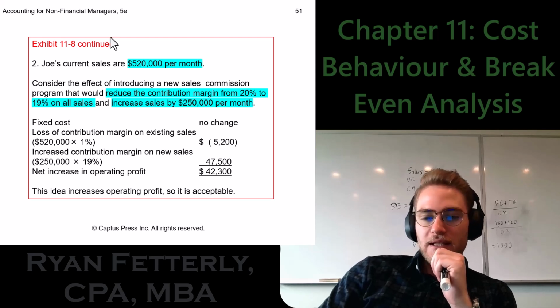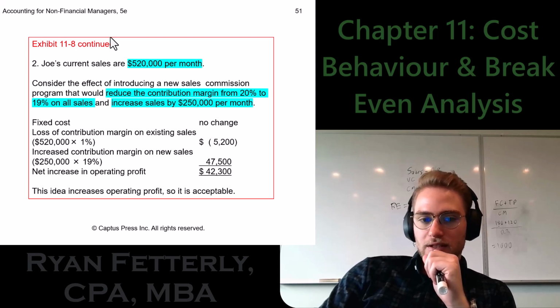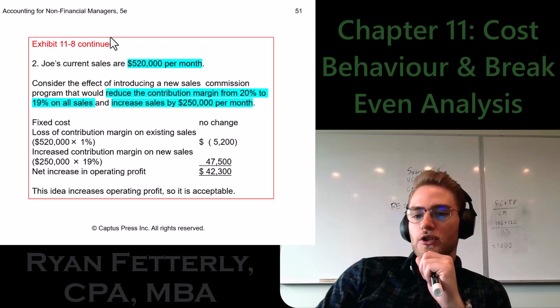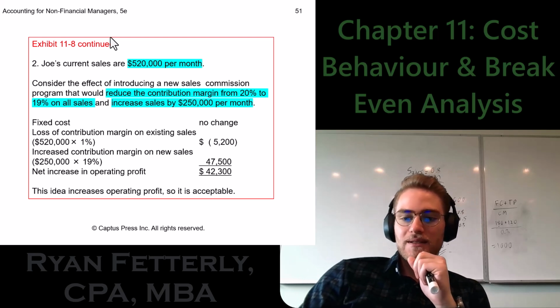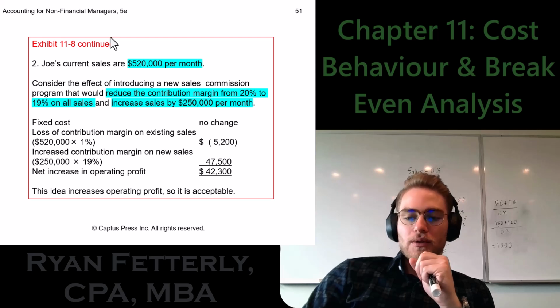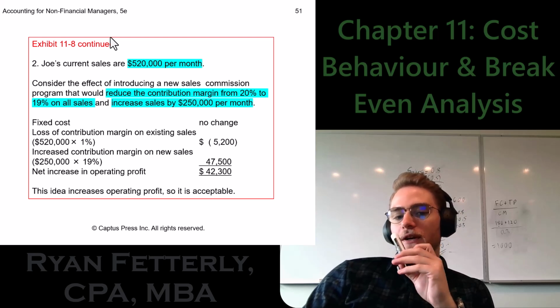So Joe's current sales are $520,000 per month. Now consider the effect of introducing a new sales commission program that would reduce the contribution margin from 20% to 19% on sales and increase sales by $250,000 per month. This is a very interesting one.